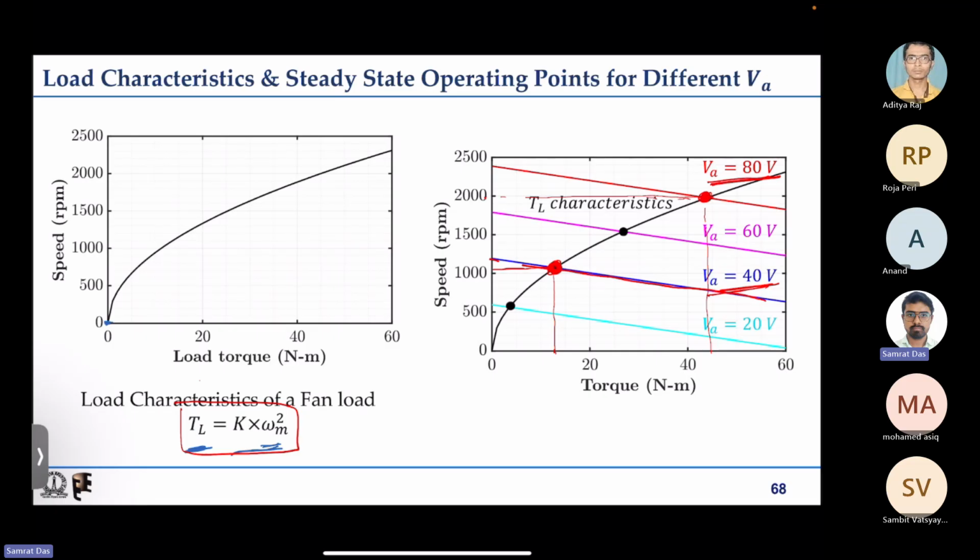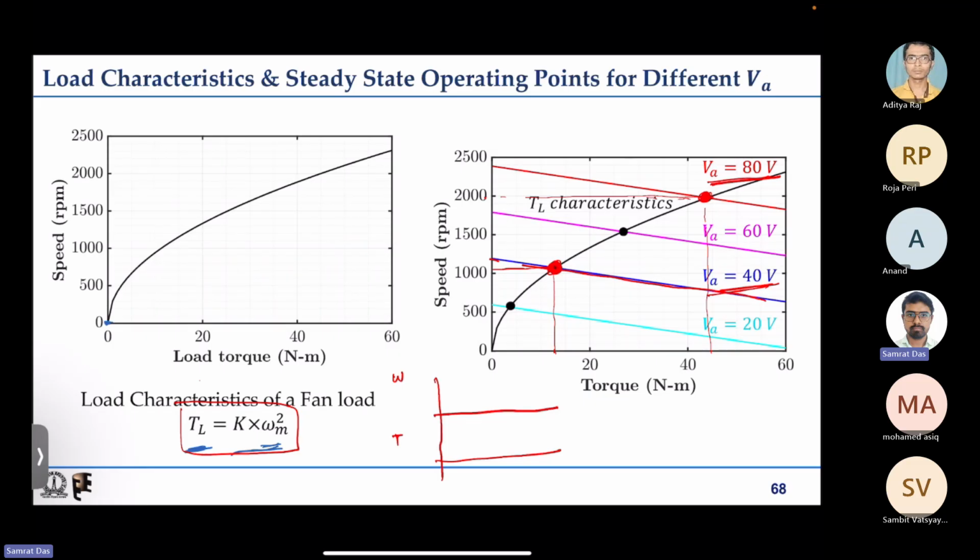So our steady state model tells us very accurately what the steady state operating points will be for a given set of inputs and a given load characteristic. But it does not tell us how the motor goes from operating point 1 to operating point 2. So if we plot like this, say this is the speed of the motor, and this is the torque developed by the motor.